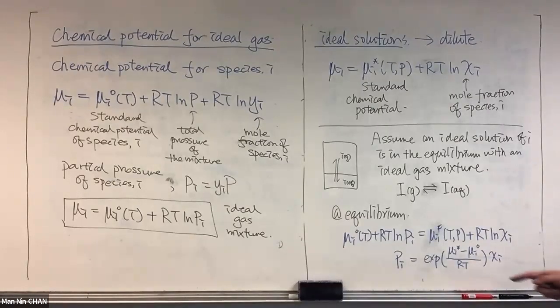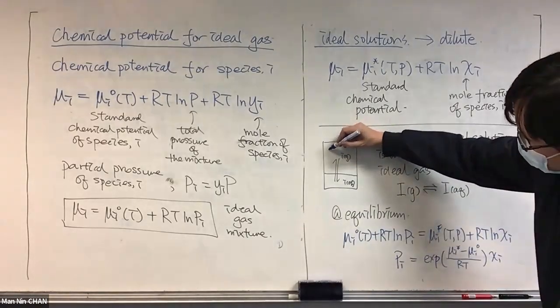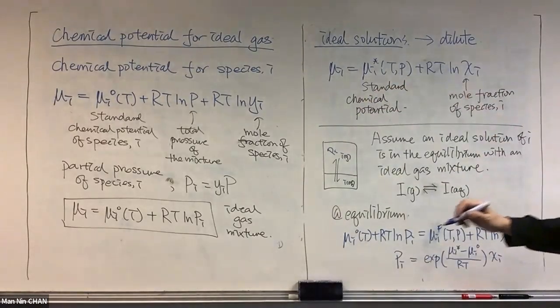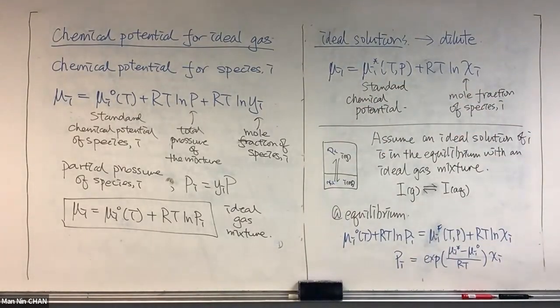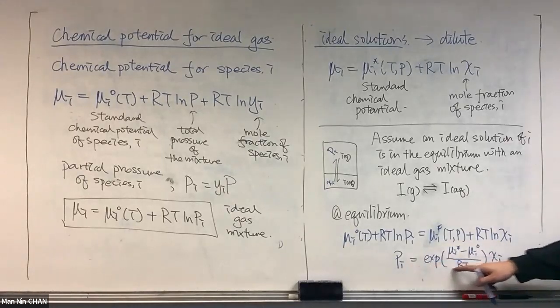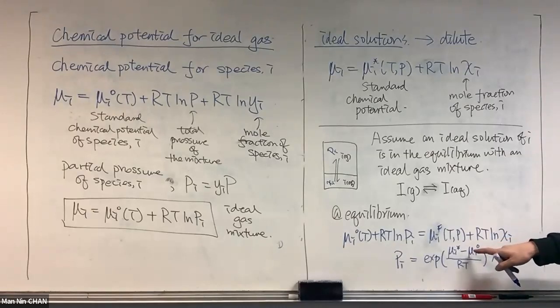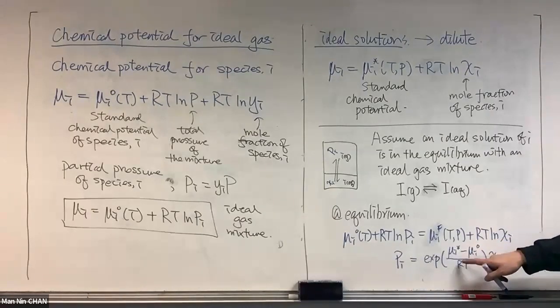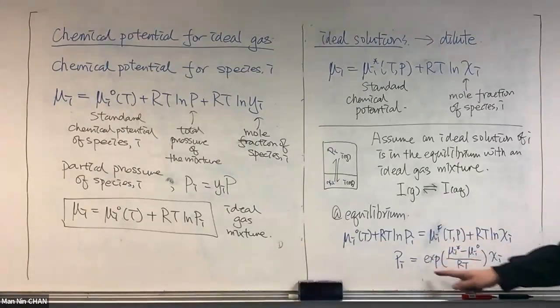So you can find the relationship between the partial pressure of your species I and the mole fraction of the species I in the ideal solution. So you can have this correlation, and then this exponential term times the difference between two standard chemical potentials divided by the RT here. Now you may want to ask, what about these terms here?